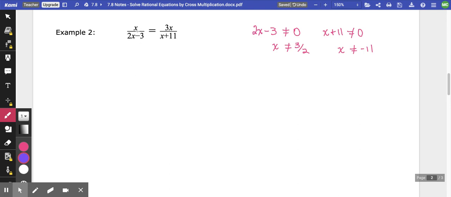Cross multiplying now. So I'm going to take the first numerator and multiply it by the second denominator. So x times x plus 11. And then the second numerator times the first denominator. So 3x times 2x minus 3. And now I need to get rid of those extra parentheses that are in there. So I'm going to distribute the x on the left, and I'll distribute the 3x on the right.